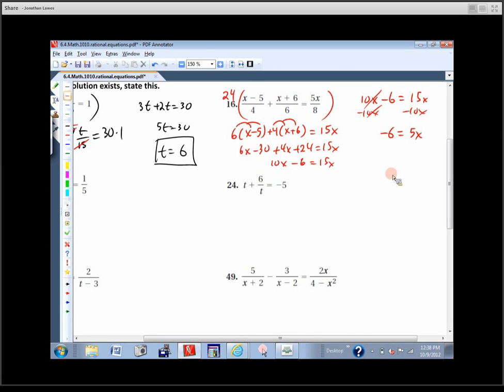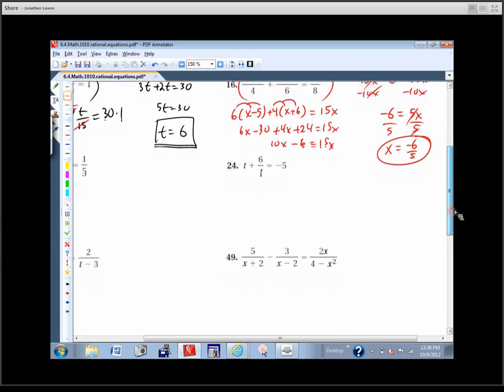Now the interesting thing about this is, when we go through and solve this, we didn't have to work with fractions once we got rid of them here. Everything was whole numbers. And then when we get done, we get x equals negative 6/5. So the answer is a fraction, but we didn't have to work with fractions in the meantime. Okay, any questions? Sure? Okay, look at the one right below.